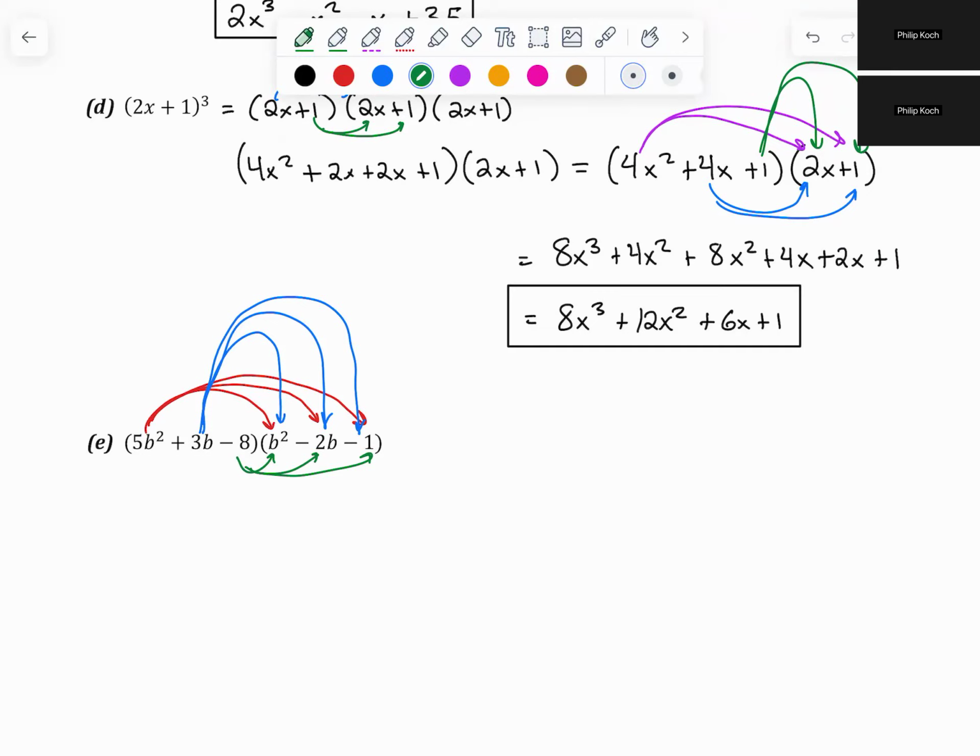Especially take it slow because, once again, there's a lot of terms. There's a lot of things being multiplied. And even I make mistakes on these things from time to time because it's a lot of things to keep straight in your head. I'm going to color code it this time, actually.